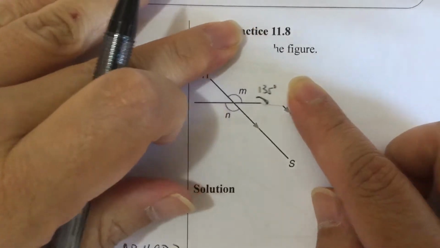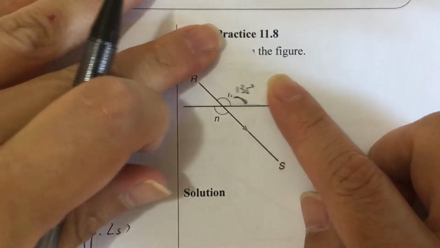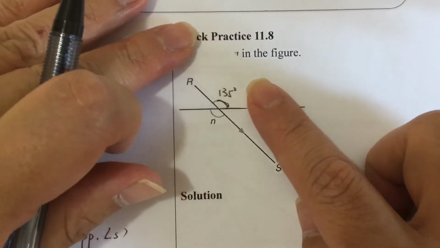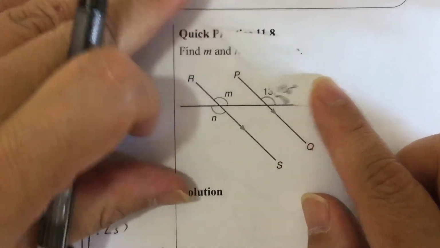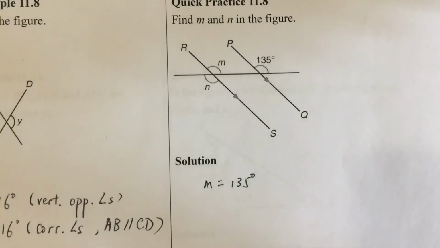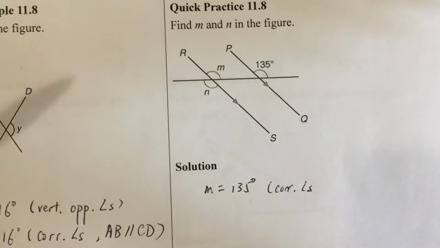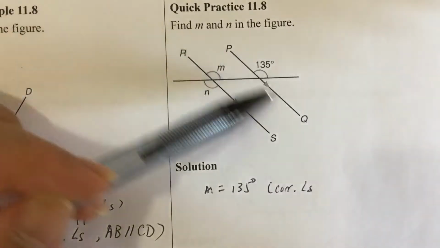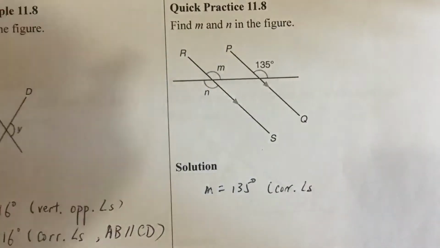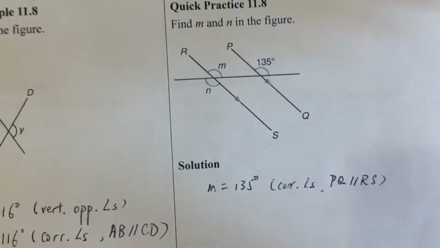And then when we trace from here to here, you will see they have the same size of angle. So we can write down m is equal to 135 degrees immediately. The reason is corresponding angles once again, but this time it's not AB parallel to CD, because these two straight lines are parallel, we have PQ and RS. So we will write down PQ is parallel to RS here.